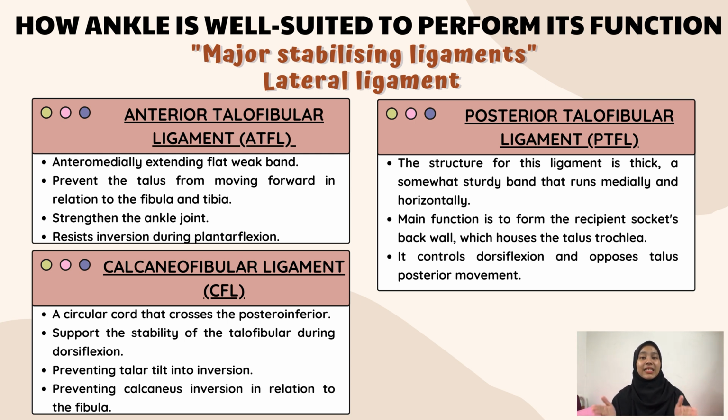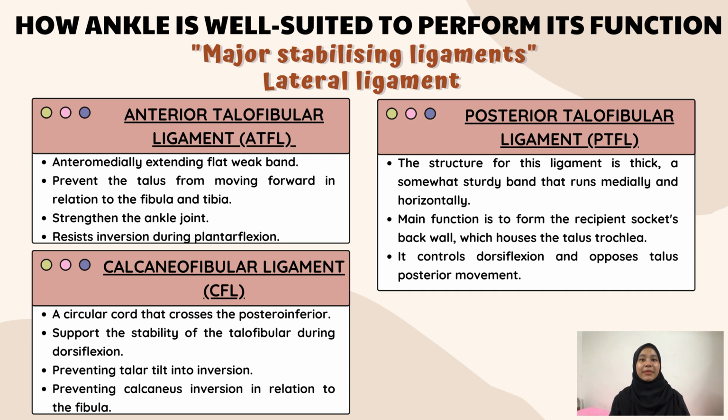The next ligament is the posterior talofibular ligament. The structure of this ligament is a thick, somewhat sturdy band that runs medially and horizontally. When the ankle is fully extended, dorsiflexed, this ligament is under greater pressure. This ligament's main function is to form the back wall of the socket, which houses the talus trochlea. Additionally, it controls dorsal flexion and opposes posterior movement of the talus.